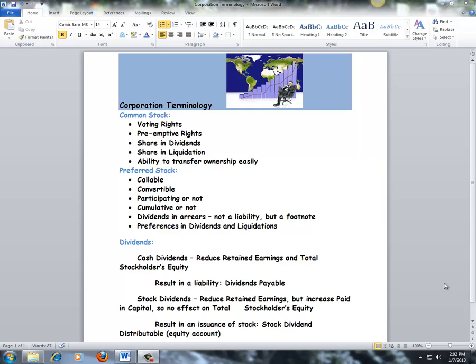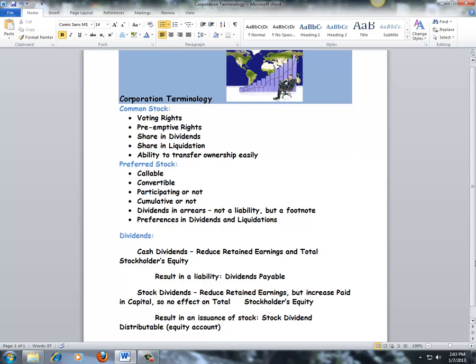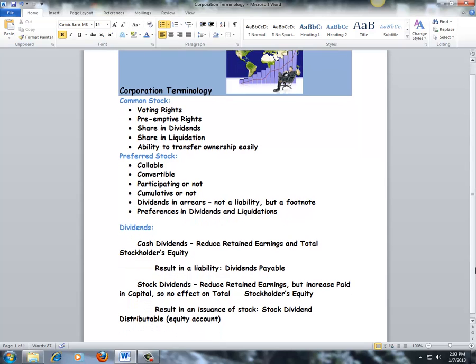Note that dividends in arrears are not a liability. Dividends only become a liability when the board of directors declares a dividend. These are a footnote to the financial statements, so they are disclosed to potential investors. Once again, preferred gets preferences in dividends and liquidations, meaning they get paid first.